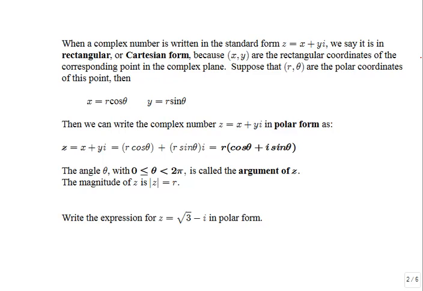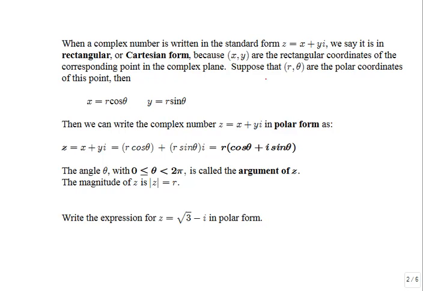Now, when a complex number is written in standard form, z equals x plus yi, we say it is in rectangular or Cartesian form because the x and the y are the rectangular coordinates of the corresponding point in the complex plane. Now what we're going to do is transform this rectangular form of this complex number into its polar form.